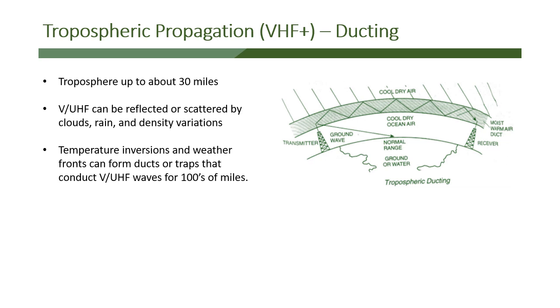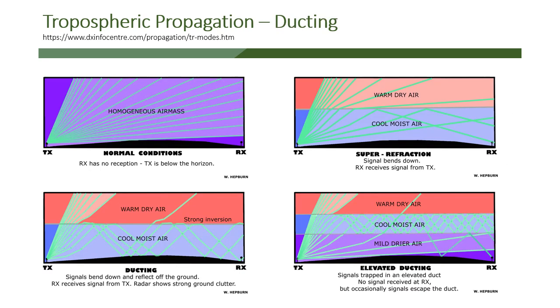Generally it's UHF and higher, but it can affect VHF as well. And this is done basically by changes in clouds, rain, and density variations in the atmosphere. Don't worry, you don't have to know this, but this just gives you some ideas of how things function.